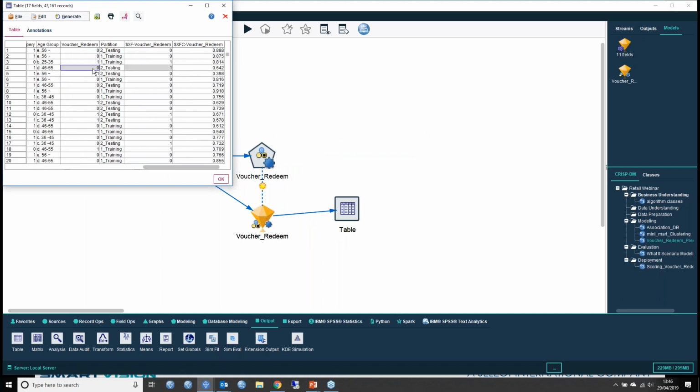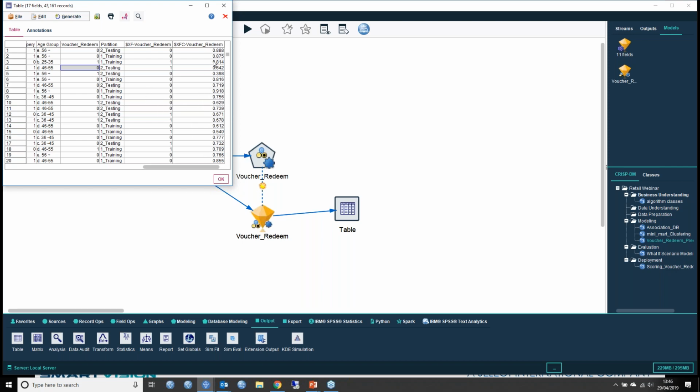So you can see this one's wrong. This is incorrect. I predicted them to be a redeemer, but in reality they weren't. This one's correct. I predicted them to be a redeemer, and they were. Why did it predict this person to be a redeemer? Well, this is in the testing group, and it turns out there was a 64% chance that they would redeem the voucher. So it predicted them to be a redeemer. But in reality, this person belonged to the 30% that didn't redeem the voucher.